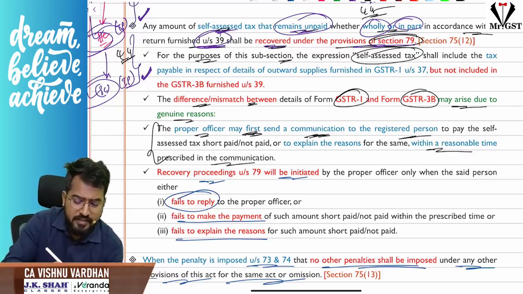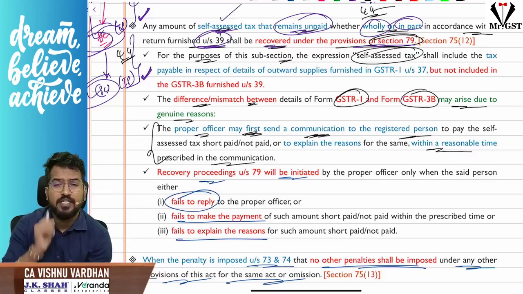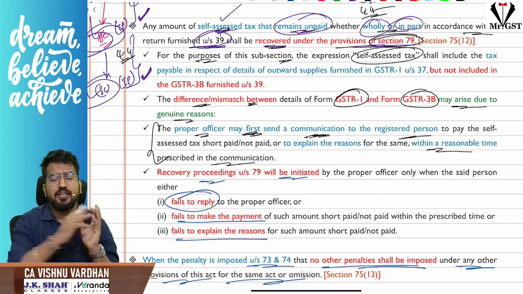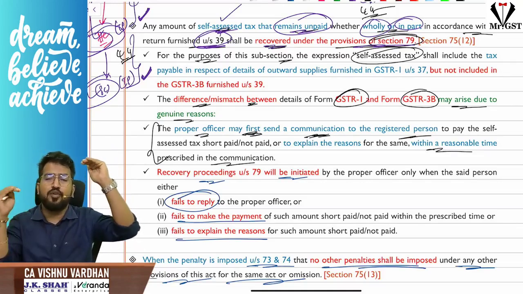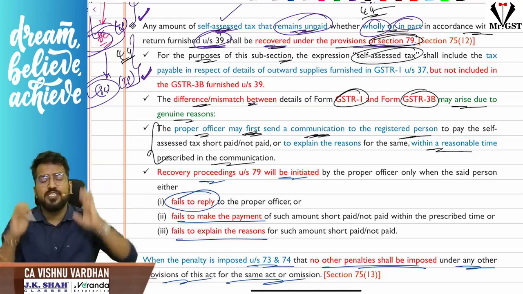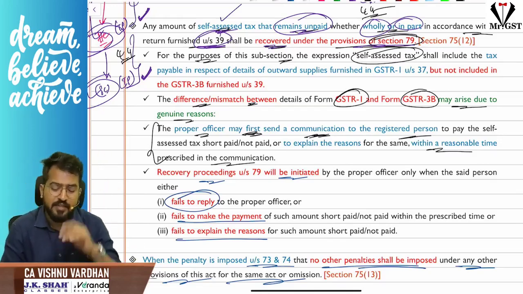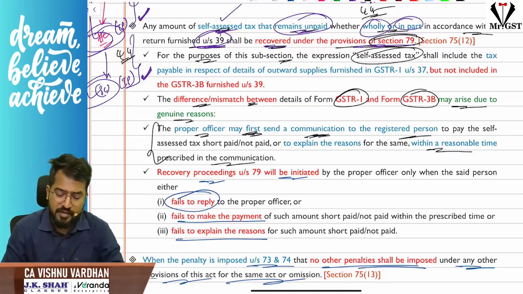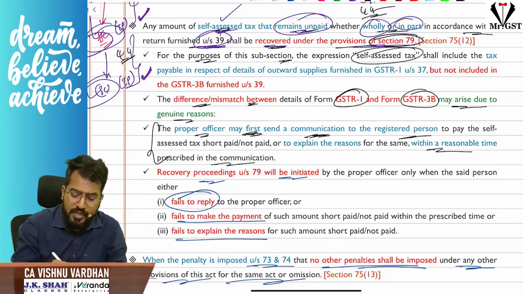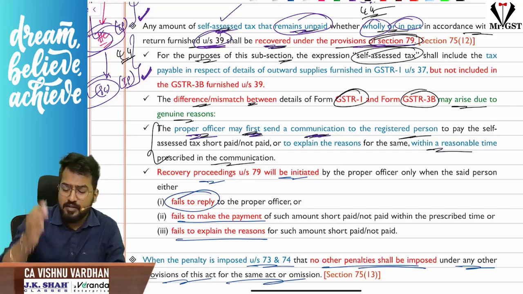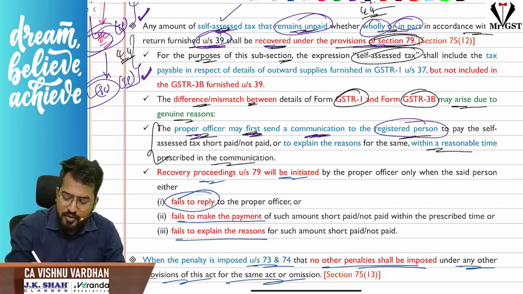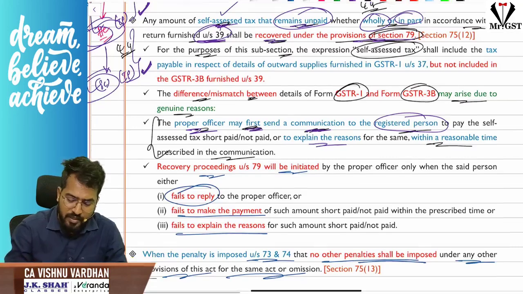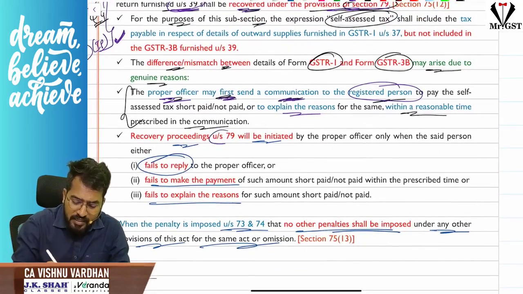When I say self-assessed tax will remain unpaid, what does it mean? You have given something in GSTR 1 and something else in GSTR 3B. In GSTR 1, your liability is 10 lakhs, but in 3B, you have given only 4 lakhs. Because of this, there is a mismatch in the tax liability, in the self-assessed tax. Then they will start recovery proceedings under section 79, recovering the tax amount. But before that, the proper officer will first send a communication: Mr. Registered person, you have this much difference in your GSTR 1 and 3B, what are the reasons? Asking for your explanation, he will send you the notice. Section 79 recovery proceedings will be initiated only when you fail to reply to that.